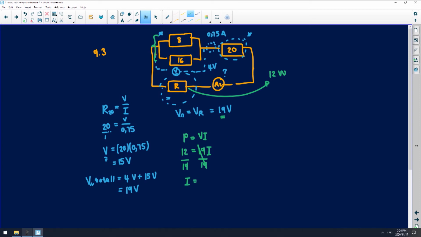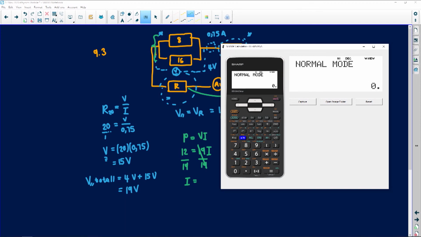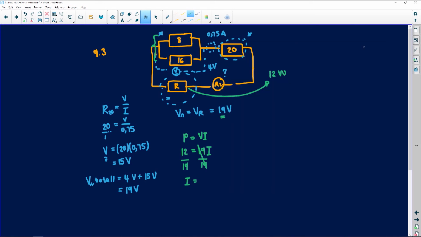Let's put this on my calculator and see what we get. So I'm going to have 12 over 19. Let's see what my reading is. So I'm going to get 0.63. Remember, if the 1 was 5 or greater, then the 3 would have changed to a 4. Remember, in physics and chemistry, we always round off to 2 decimal places. In this case, I'm going to have 0.63.